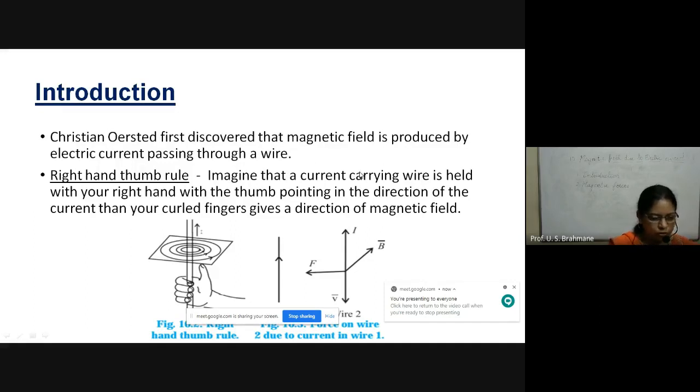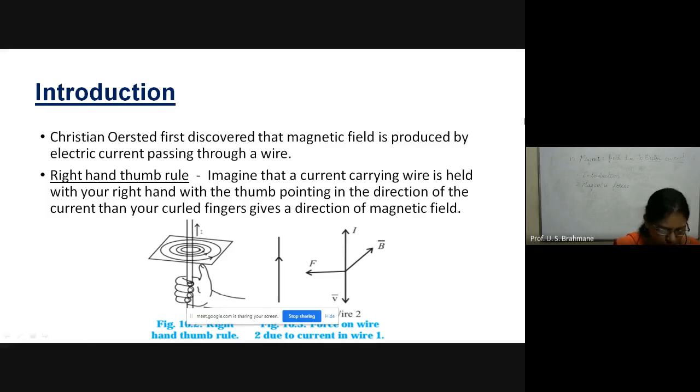Now, Christian Oersted first discovered that a magnetic field is produced by electric current passing through a wire. In this experiment, he connected a conductor to a battery, and when the current was passed through it, he kept a magnetic needle nearby. Because of the current there was a magnetic field, the magnetic lines were formed, and because of that the magnetic needle got deflected. When the polarities of the cell were changed, the deflection was in the opposite direction. This was given by Christian Oersted.